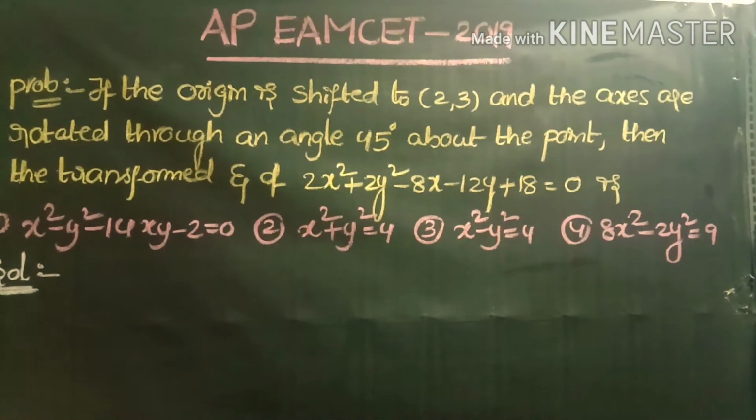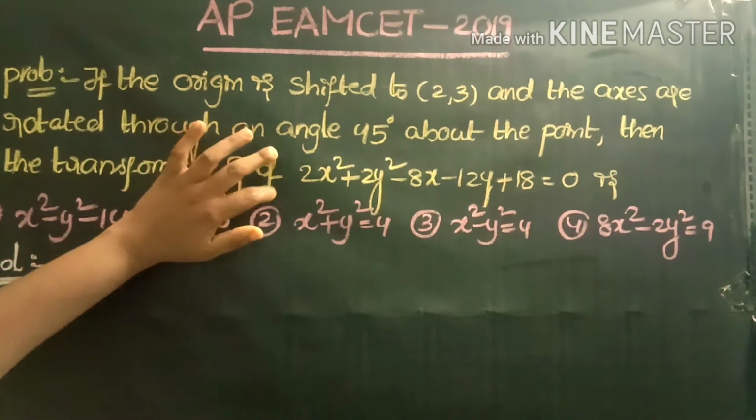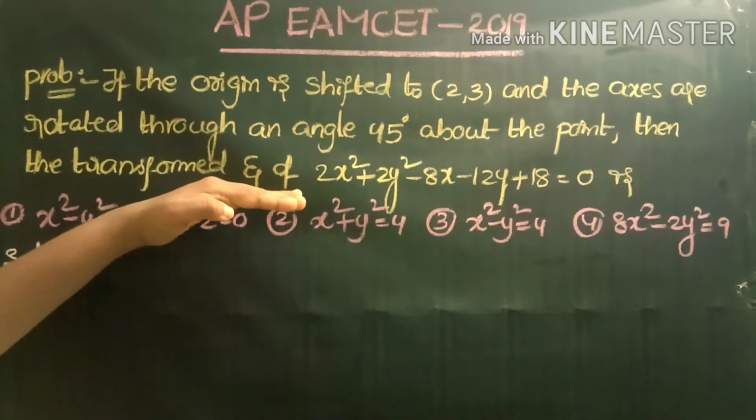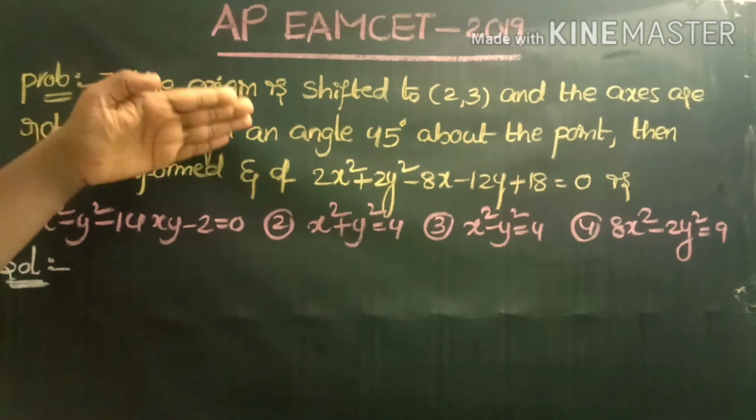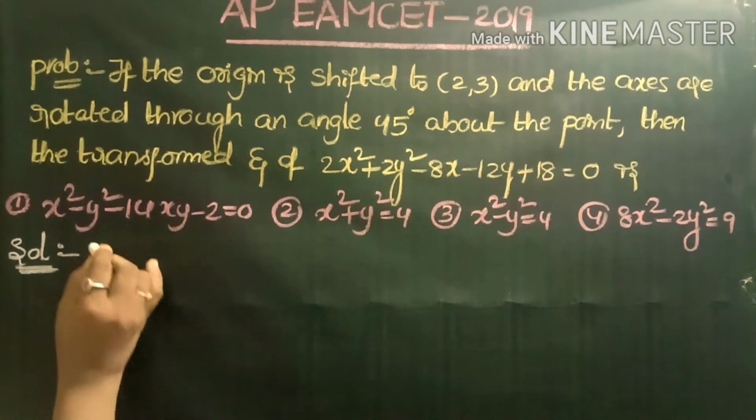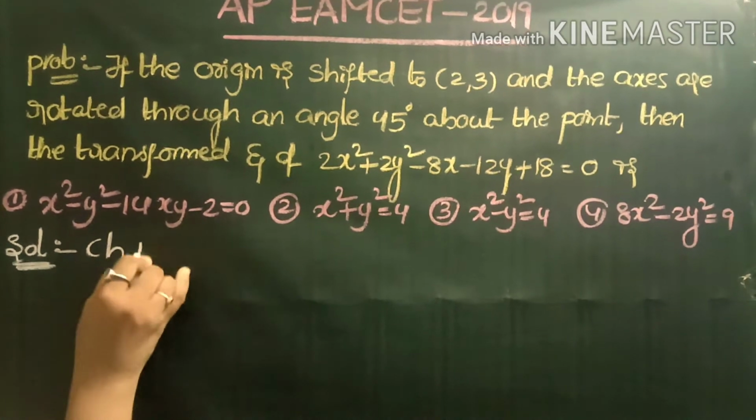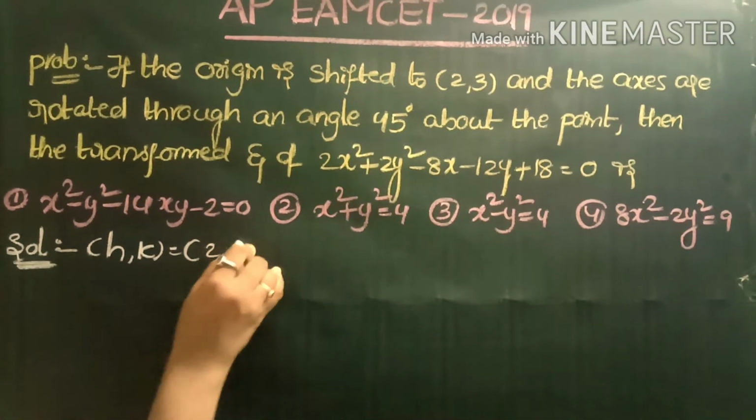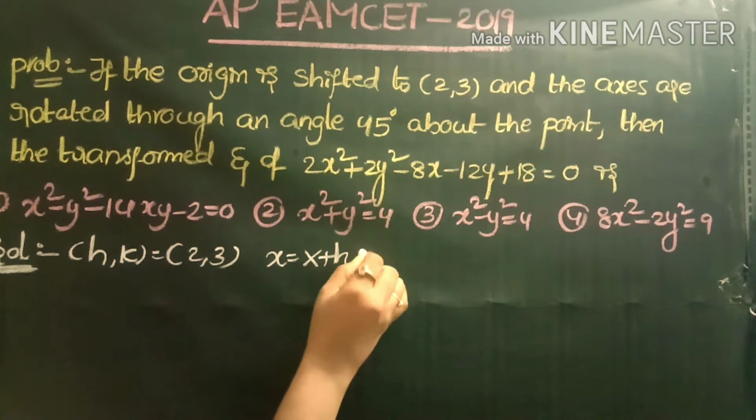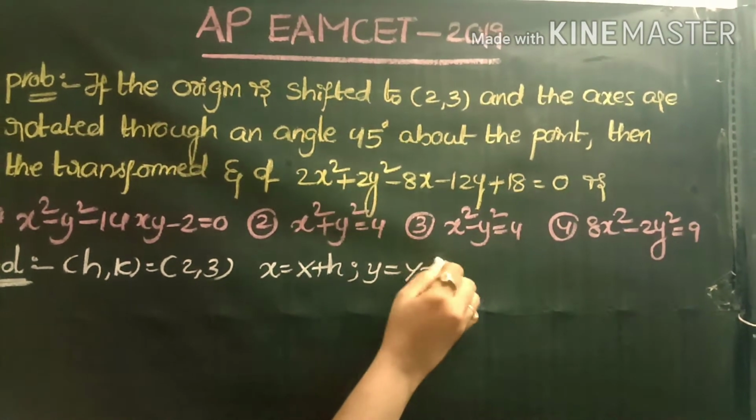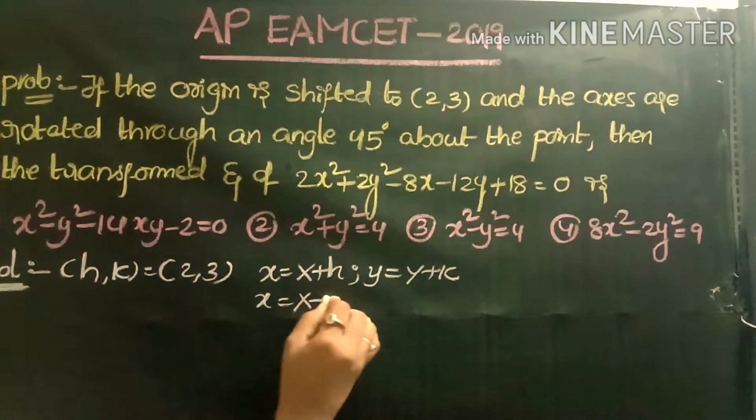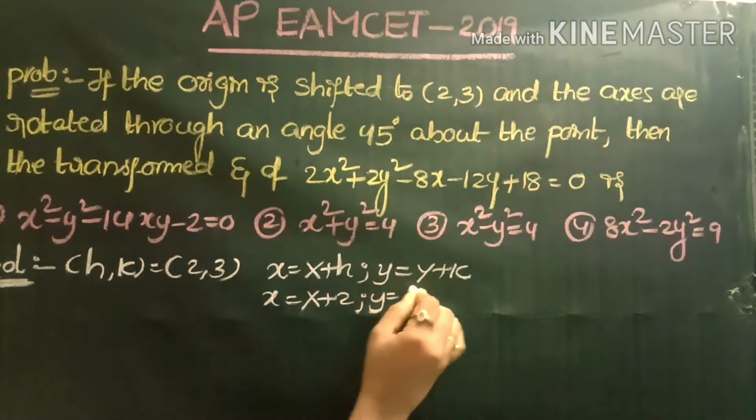So in this problem, two transformations are given. Now we are finding the answer in two steps. First, taking the equation through the translation of axes, and to that equation we can apply the rotation of axes. So first, the given origin is (2, 3), that is h comma k is equal to (2, 3). Already we know that the formulas are small x is equal to capital X plus h and small y is equal to capital Y plus k. Now we are substituting the values (2, 3) here. Then small x is equal to capital X plus 2 and small y is equal to capital Y plus 3.